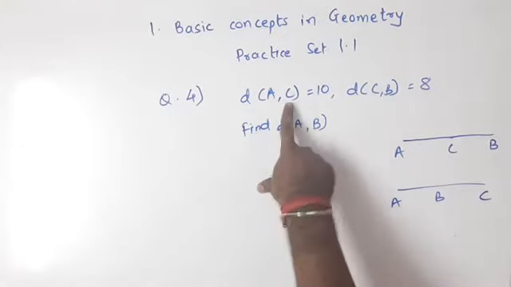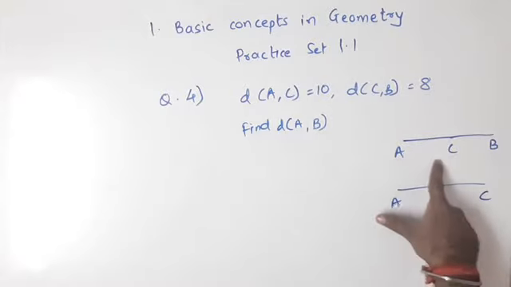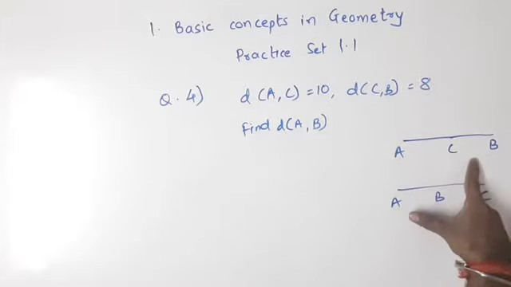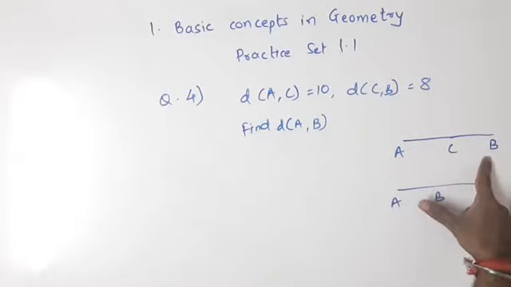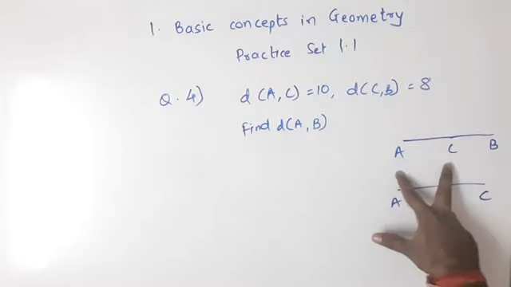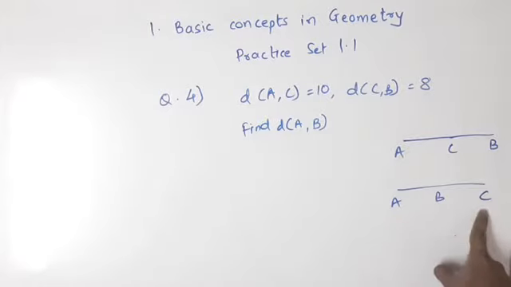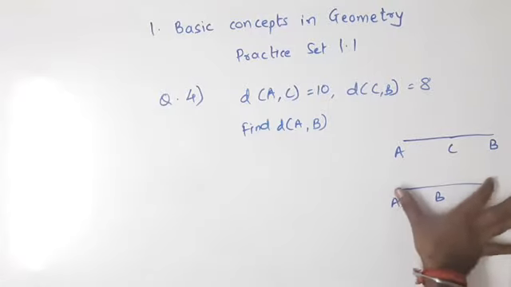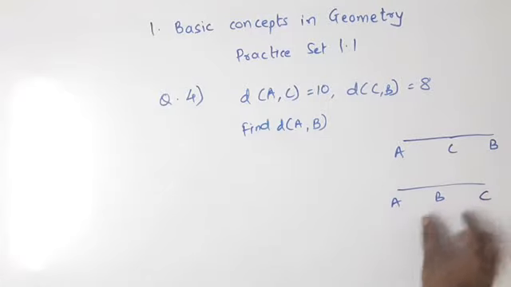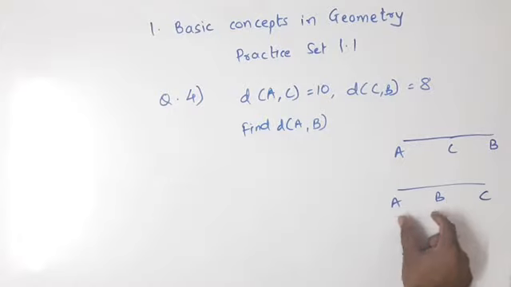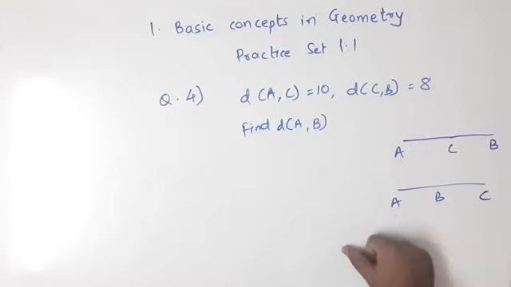What we know is distance AC is 10, distance CB is 8. So if C is between A and B, we will get distance AB as 10 plus 8, 18. And if B is between A and C, then you know AC is 10, this is 8, so it will be 2. These are the only two possibilities.